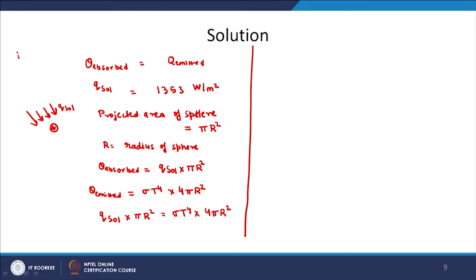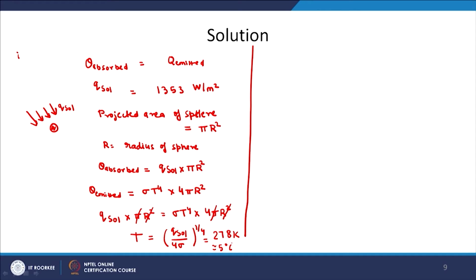Actually, we do not need the radius value. So, the radius value basically cancels out, and the value of pi also cancels out. So, what we get is temperature is equal to Q sol divided by 4 sigma, power 1 by 4. So, this is the temperature of the sphere. Just by radiative equilibrium between the solar radiation and this sphere, the temperature of the sphere can be calculated, and when we do this, this value comes out to be 278 Kelvin, which is around 5 degree C.